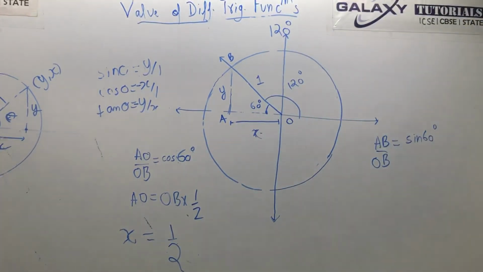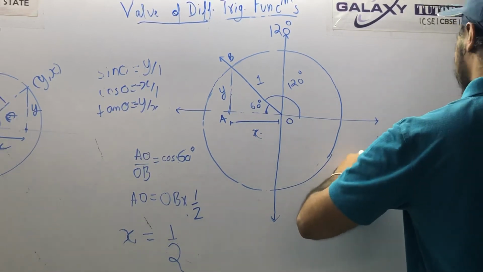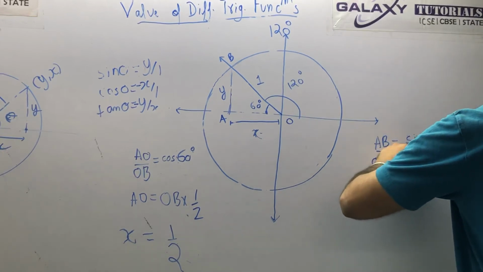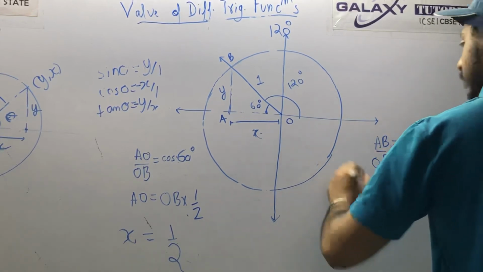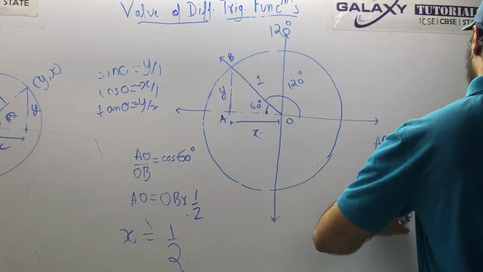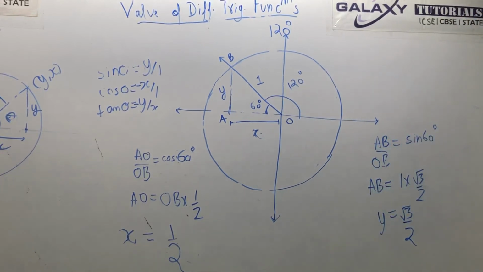Okay, this will be 1 by 2. Now AB upon OB will be sine 60, and AB will be 1 into root 3 by 2. So AB, which is y, is equal to root 3 by 2. Okay, so you got the value of x and y.